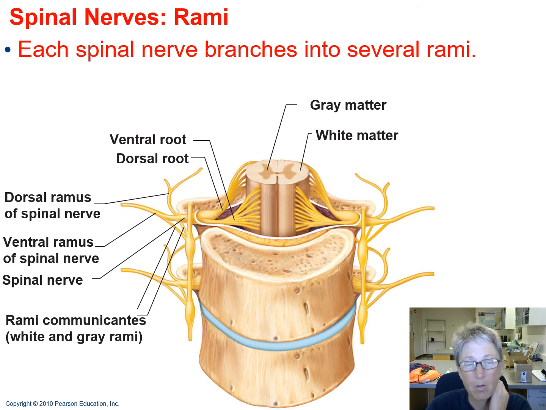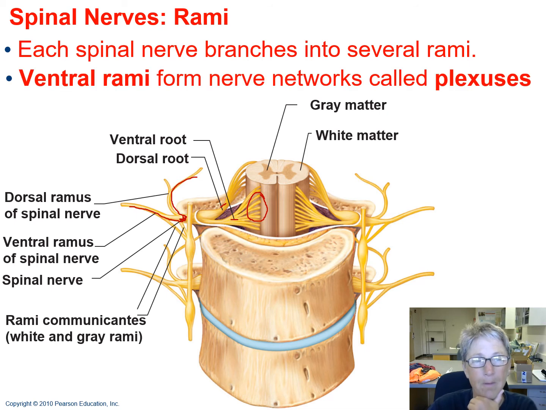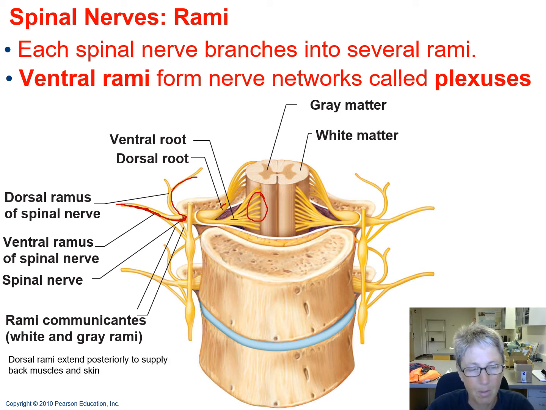So each spinal nerve, so remember we've got the rootlets of the spinal nerve, then we have the ventral root and the dorsal root of the spinal nerve. Where those two converge, you have a spinal nerve, and then at that point, the spinal nerve branches into the dorsal ramus of the spinal nerve and the ventral ramus of the spinal nerve. And then the ventral rami, so these guys right here, go on to form nerve networks called plexuses. And you guys have been studying those plexuses, but we'll have some cartoons to talk about that.